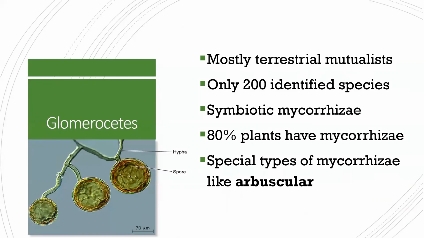Next, let's look at Glomeromycetes. These, again, are mostly terrestrial mutualists. There's about 200 identified species. I think that's up to 230 now. They are symbiotic mycorrhizae. 80% of plants have this mycorrhizae, which essentially is just a type of fungus that aids plants in the absorption of nutrients, because plant roots don't have the ability to secrete enzymes to break down different matter. So they rely on fungi like mycorrhizae to break it down for them.